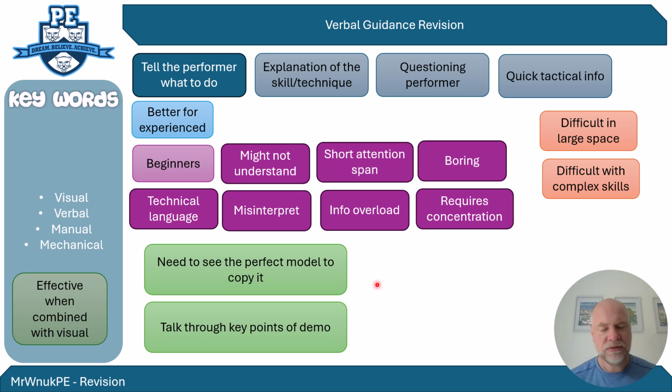Now, beginners also need to see the perfect model to be able to copy it, which is where it comes in well with visual guidance, and it's better to maybe demonstrate something and talk through the key points. So this will be your concluding point, your AO3, sort of on your 9 marker.